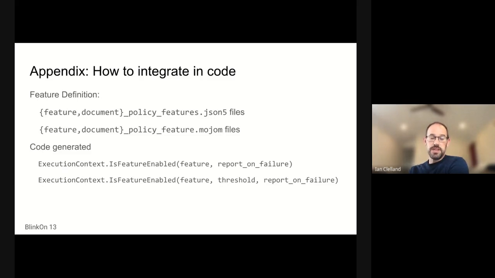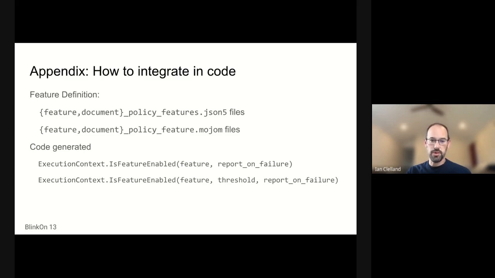Because of the existence of the reporting API, you can also decide whether any particular instance of checking is feature enabled is something that should be reported on if it fails, versus just being a probing of the current state of the system. And if you say yes, then everybody will get a console warning saying that the check failed. And if reporting is set up, then a violation report will be sent out to reporting observers for any registered reporting endpoints.